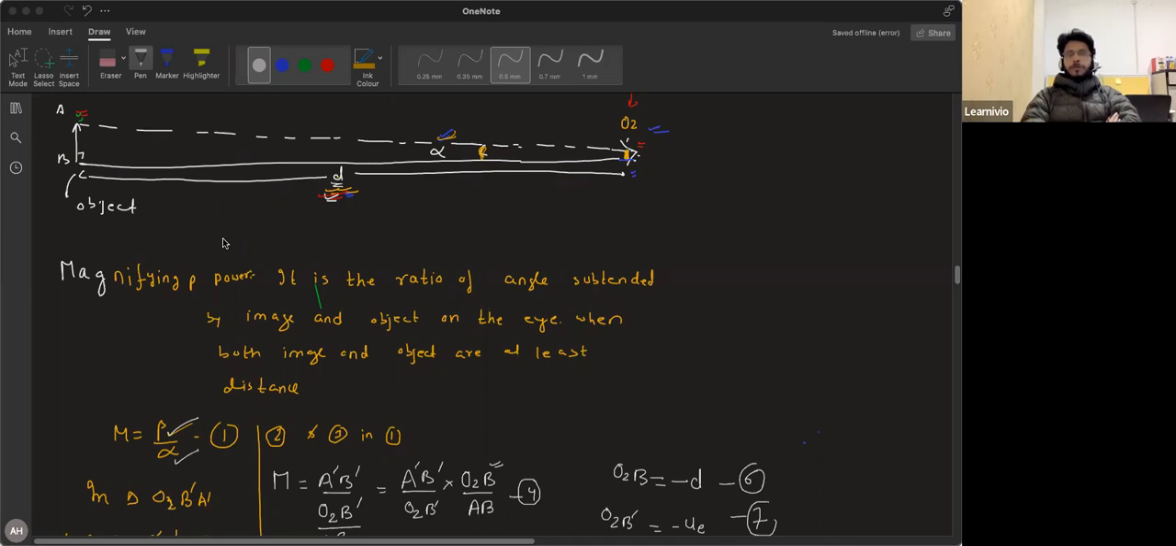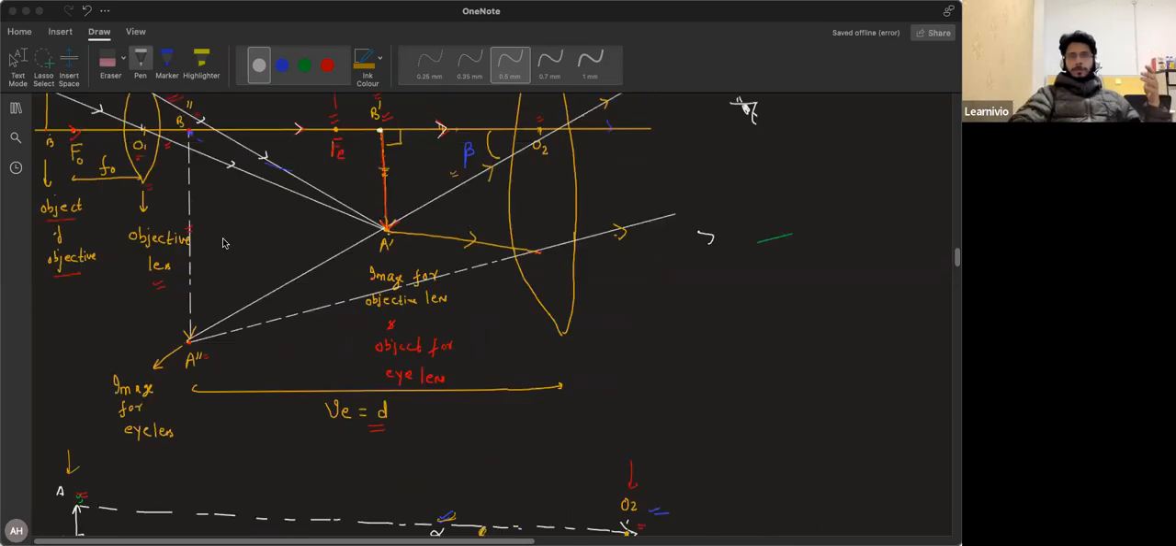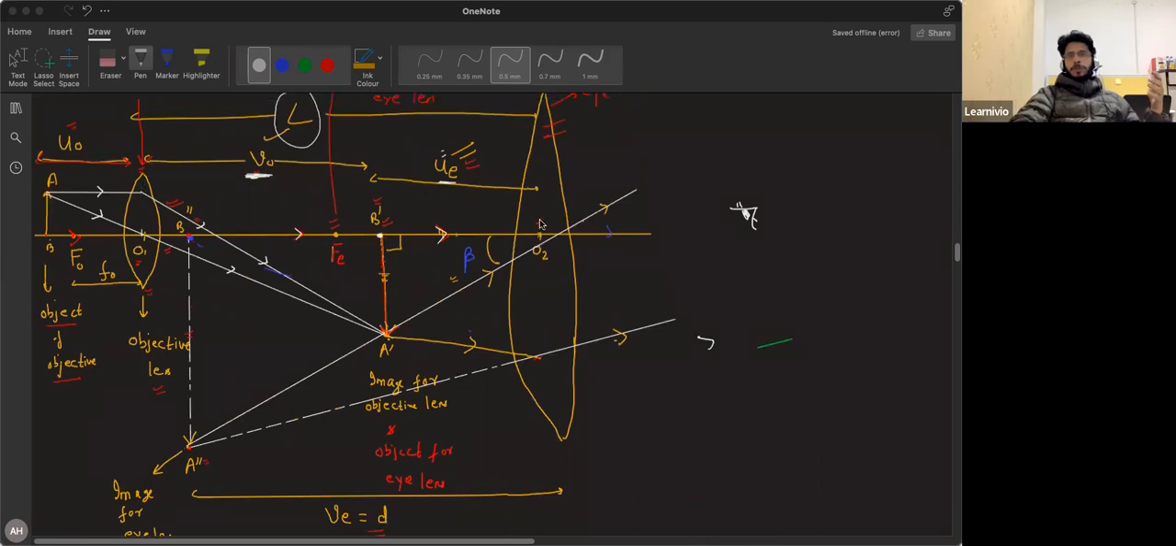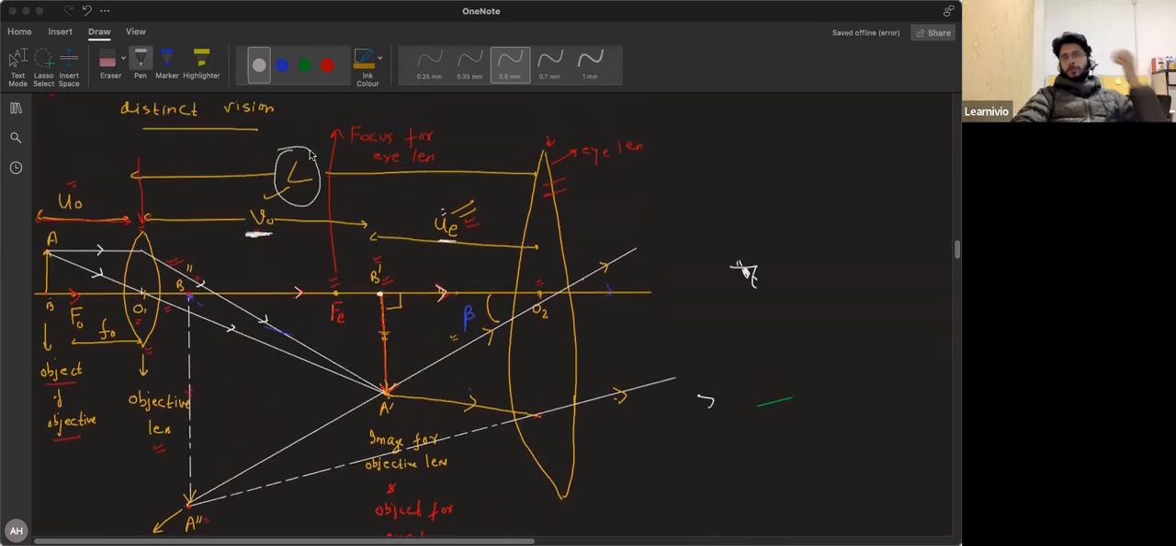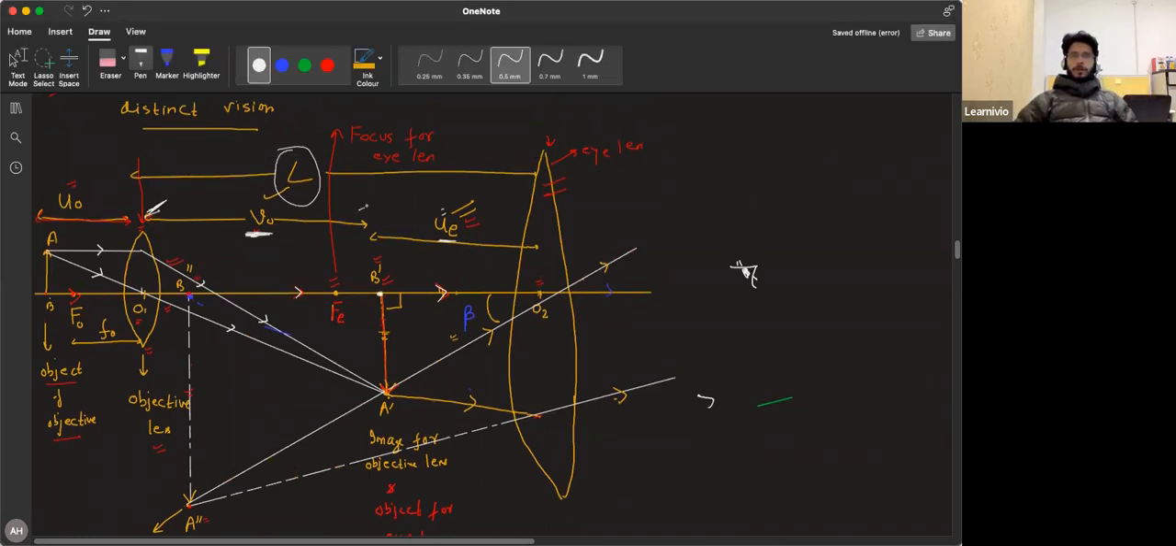Sorry, length of the tube? Length of the tube is just the separation between the objective lens and the eye lens. That's it. The separation between this objective lens and this eye lens is known as the length of the tube. There's nothing in it. See, from here to here, the distance is V naught, and from here to here, distance is UE. So L is just the sum, just the distance between two lenses, nothing else.